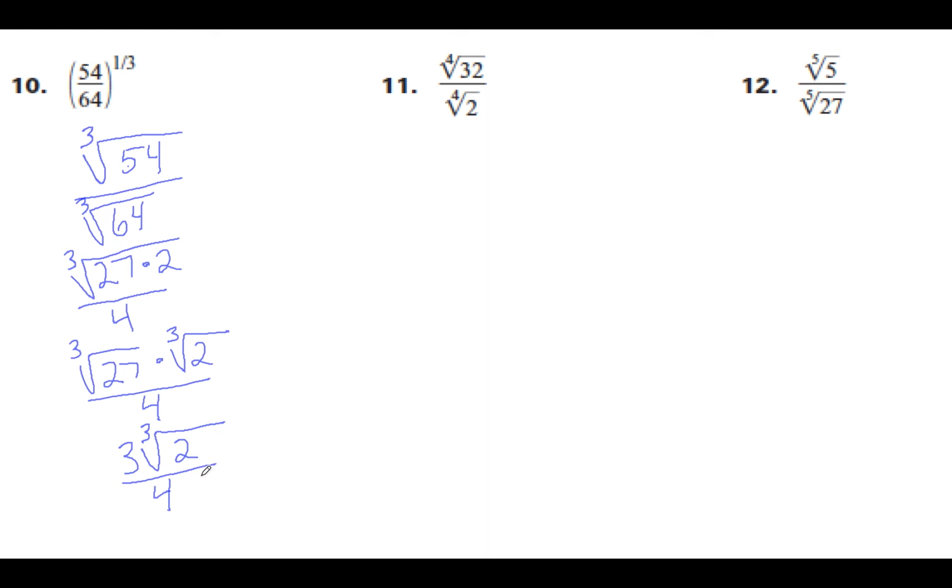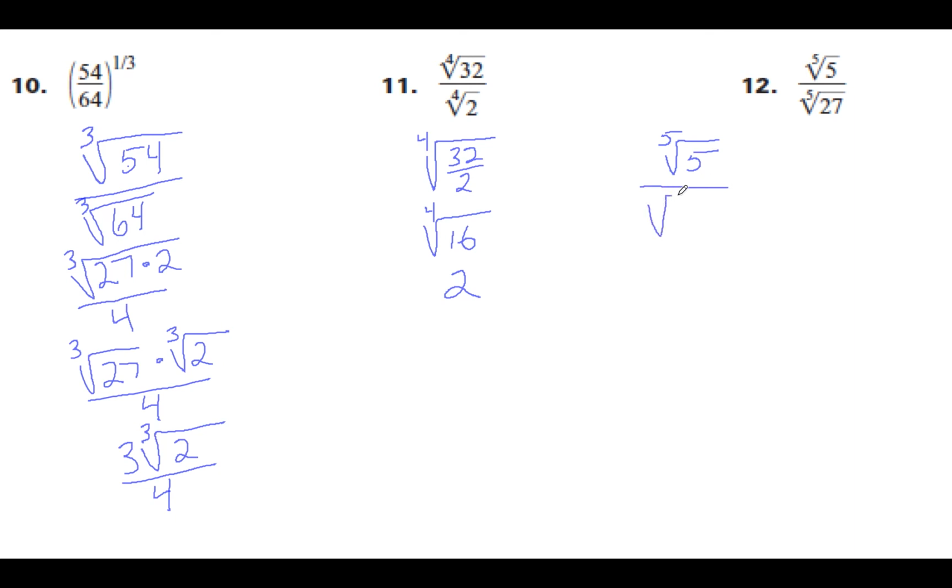All right, problem number 11. So I'm going to take this, both the 4th roots. I'm going to take this and write it like this. And that's going to become the 4th root of 16. And we know the 4th root of 16 is 2. All right, problem number 12. Okay, so I'm going to rewrite this a little bit. This becomes the 5th root of 5.